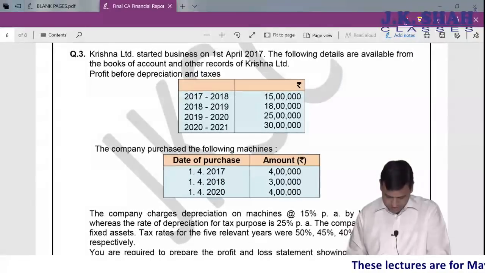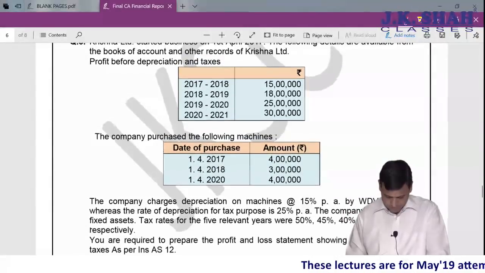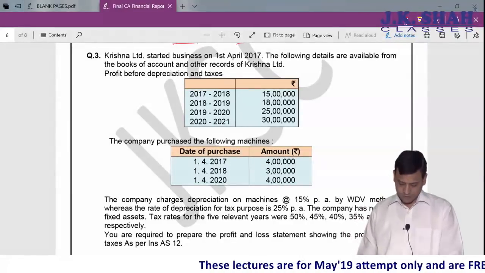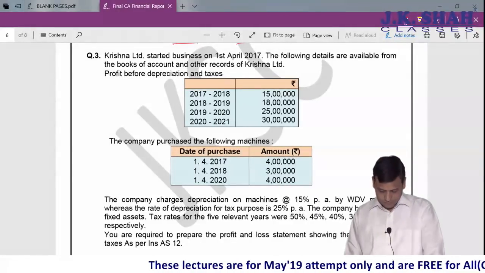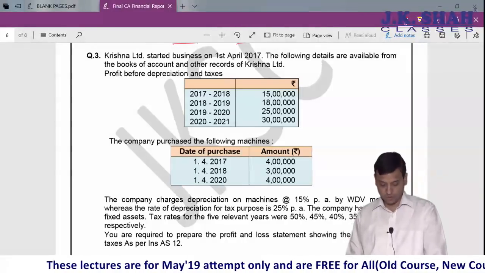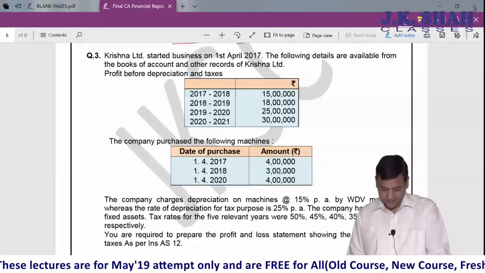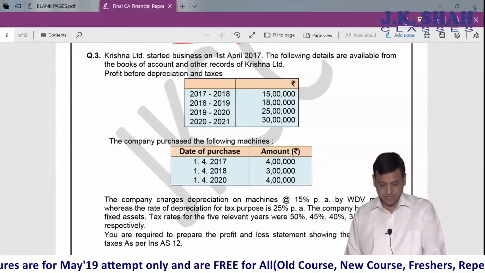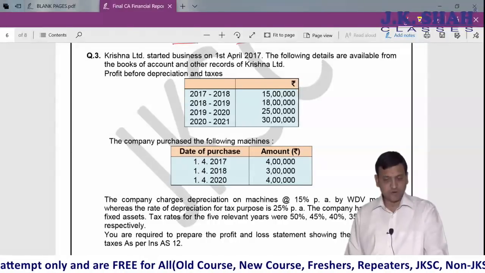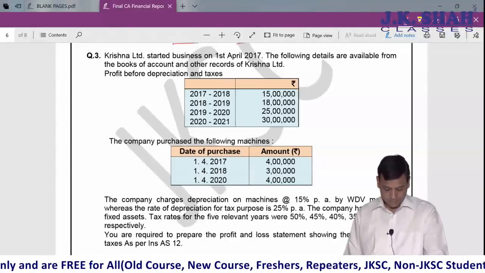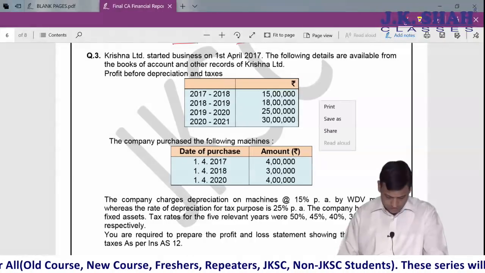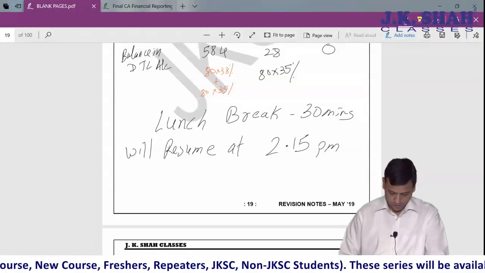Yes. Question number 3 is a comprehensive one. Krishna Limited started business on 1st April 2017. The following details are available from the books of accounts and other records of Krishna Limited. Profit before depreciation and tax. Before I go with all these things, let me give you an idea with respect to what we were talking.